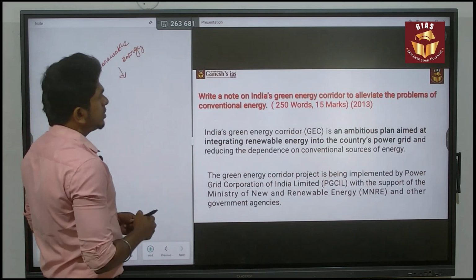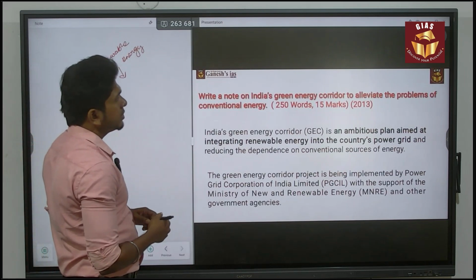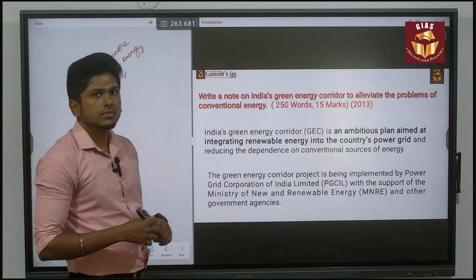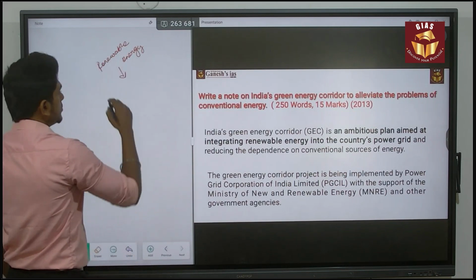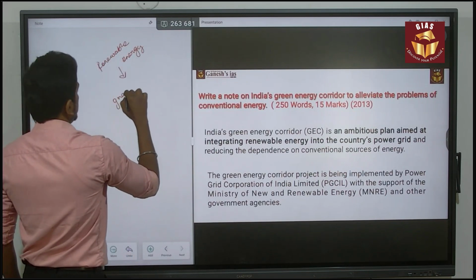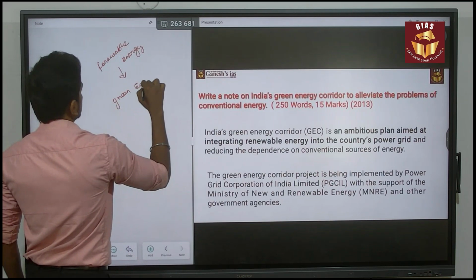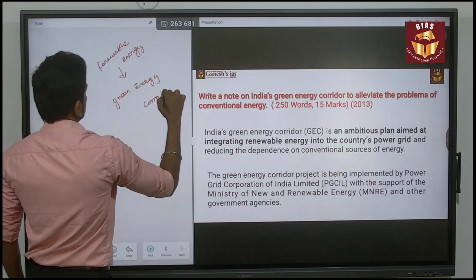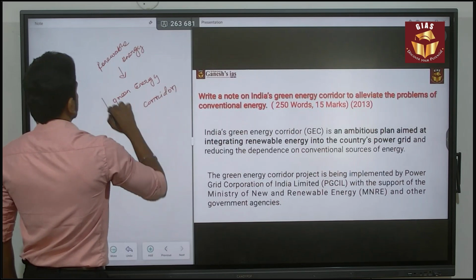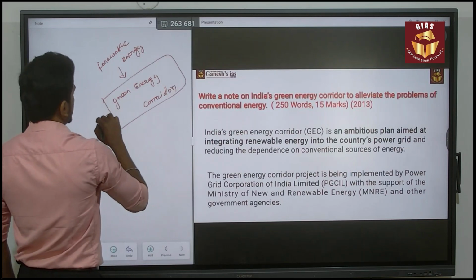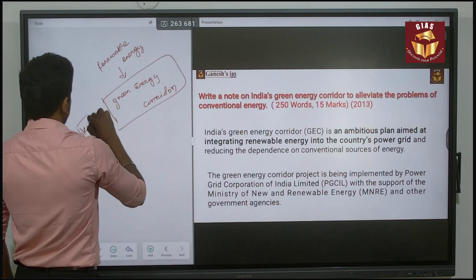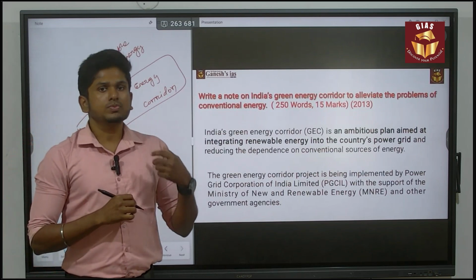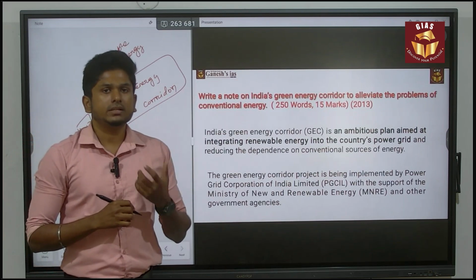Write a note on India's green energy corridor to alleviate the problems of conventional energy. So it is speaking about the green energy corridor. So here the keyword is the green energy corridor. First of all, in the intro, you have to speak about what this green energy corridor is.